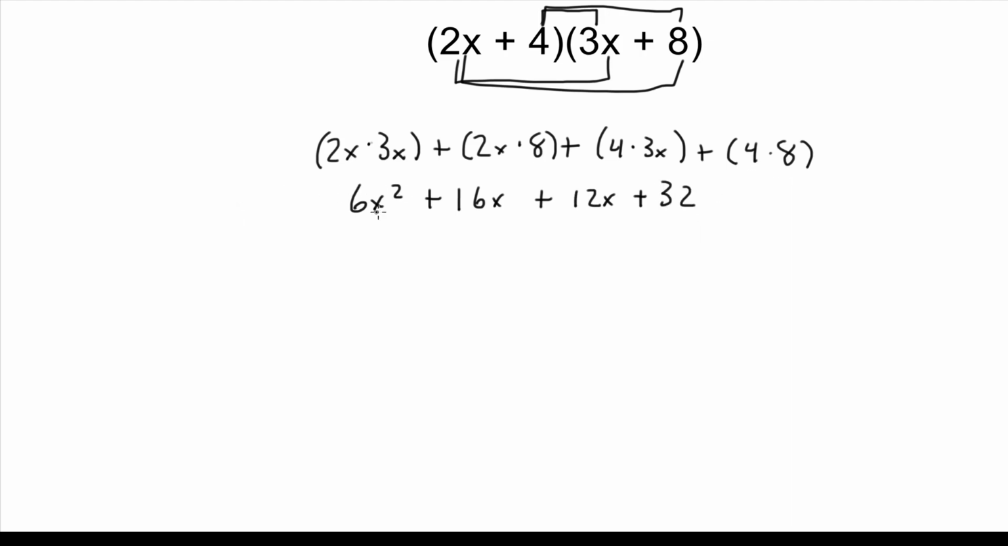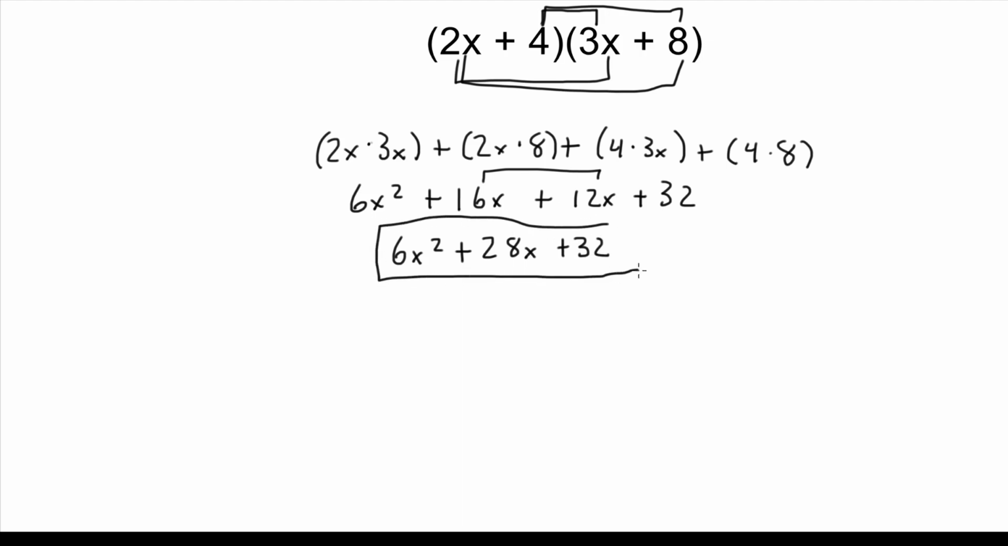And then we combine like terms. There's no other x squares and there's no other x to the 0 or no x. And so the only thing we have 2 of is just x. So we know that we need to now combine these two terms together. So we're going to get 6x squared plus 28x plus 32. And that is going to be the simplified and expanded answer of this binomial.